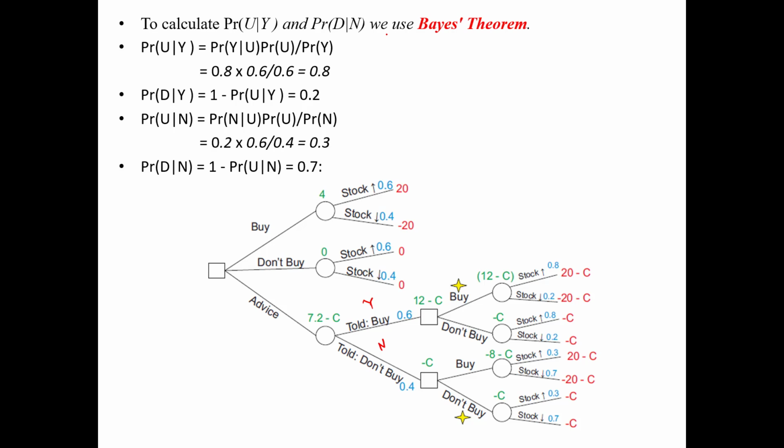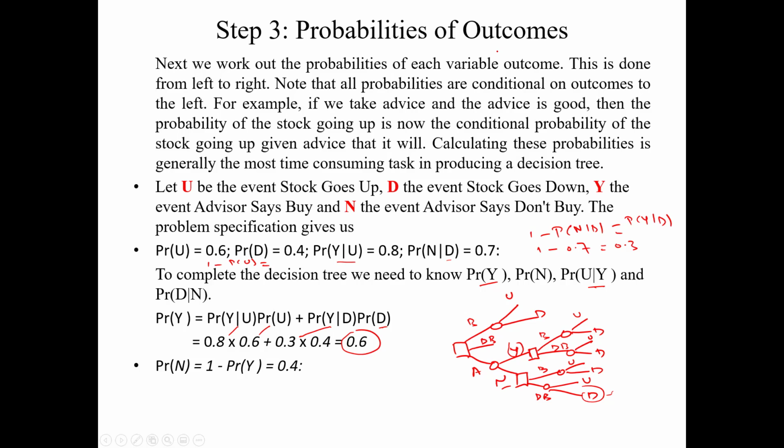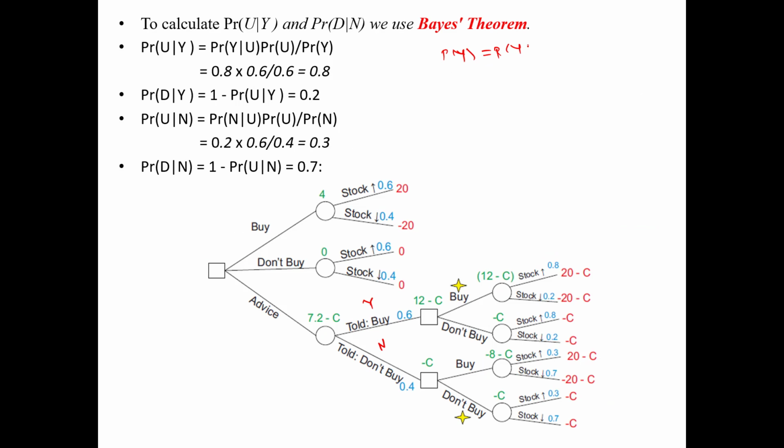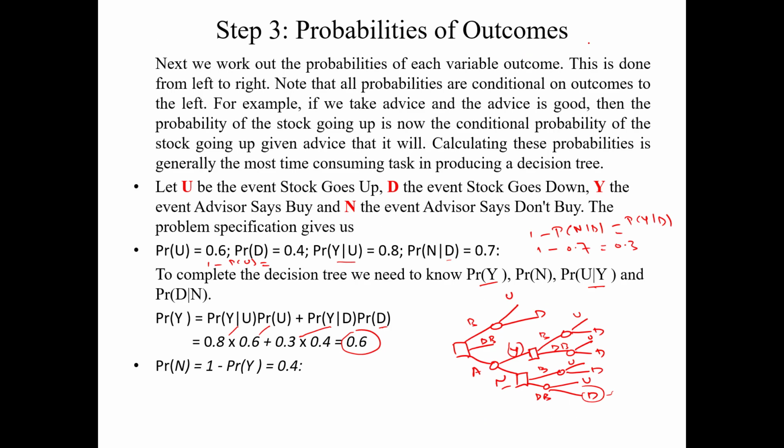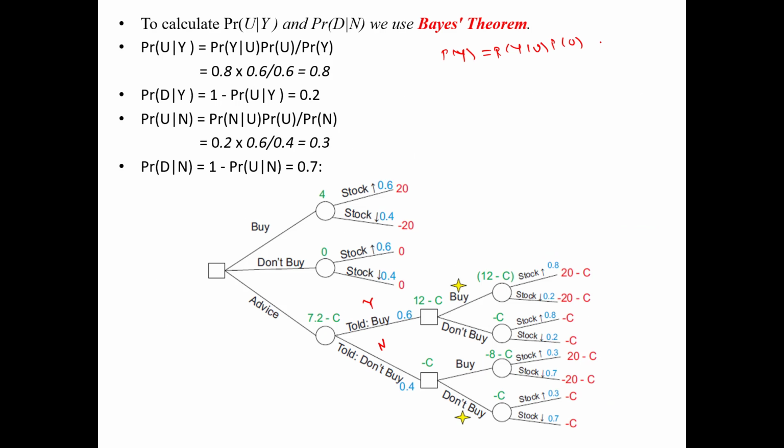While using the Bayes theorem, probability of up given that he says yes to you. Now there are two different options, two natures of states. One is the probability that the stock will go up given that he says yes. So probability of yes given up, into probability of up, divided by probability of Y. We have already calculated this probability of Y at this place. So this is probability of Y given U into probability of U, plus probability of Y given D into probability of D. We have already calculated this, and this is the same concept of Bayes theorem.